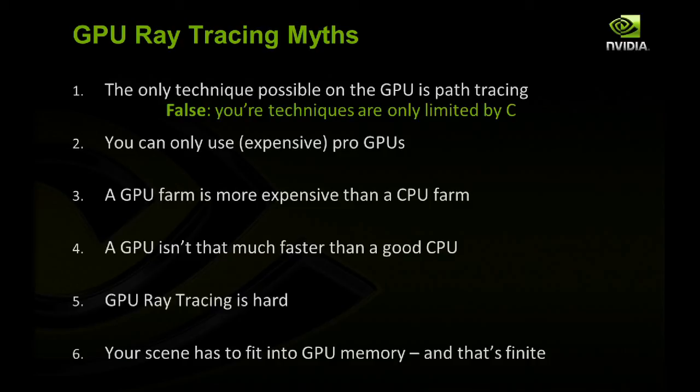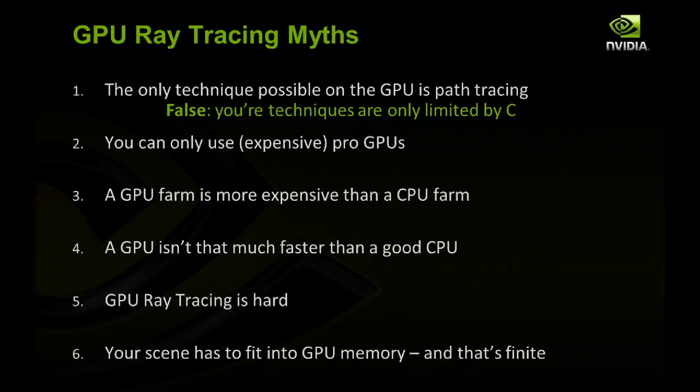It's true there are a lot of path tracers using the GPU right now, but that's not because the GPU can only do that. It's because the GPU finally made that technique feasible. That technique's been around for so many years, but it's so slow. Getting a 10-20x speedup on the GPU suddenly made that technique plausible. That's why you're seeing so many path tracers on the GPU.